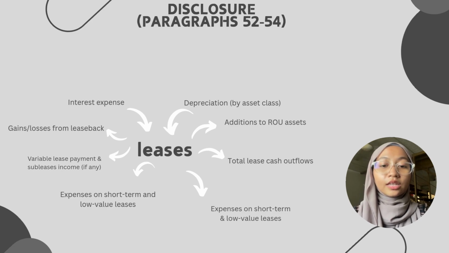Sixth, total lease cash outflow. The total money paid for all leases in a year. Seventh, additions to right-of-use, ROU, assets. When the company signs new leases, the value of the new asset they are allowed to use, the ROU asset, is added to the balance sheet. Eighth, depreciation by asset class. Depreciation means reducing the asset value over time. By asset class means showing separately, for example, building, vehicle, equipment, and each type is shown.